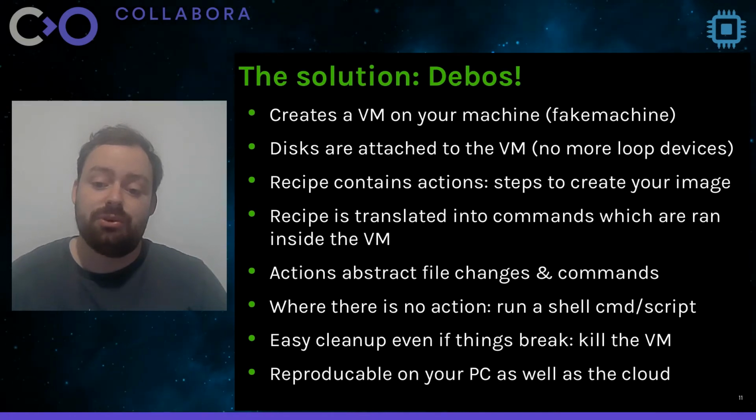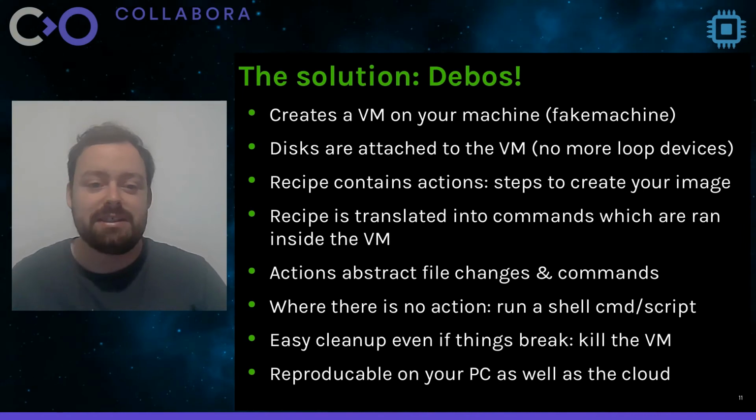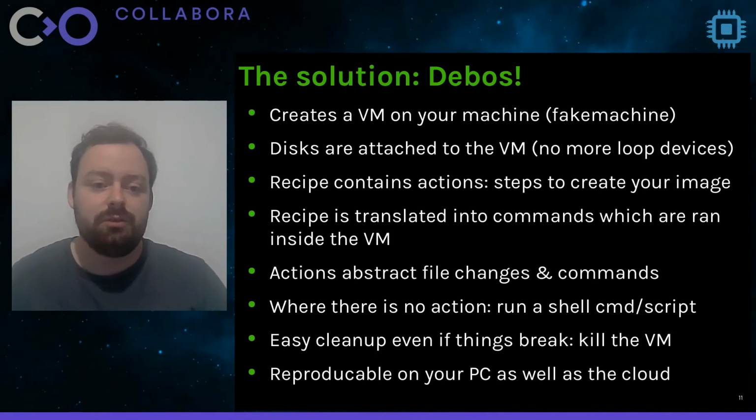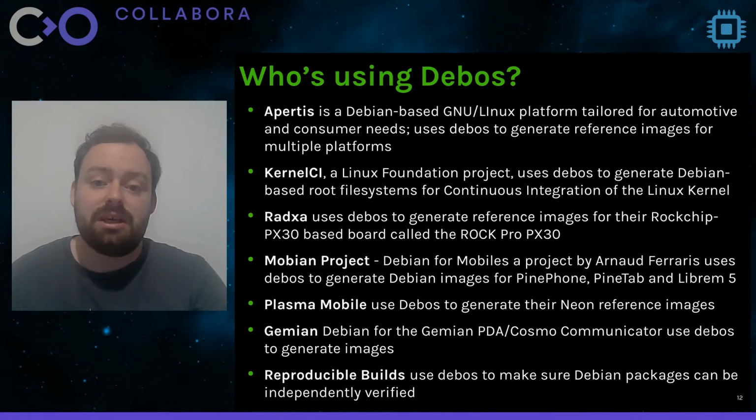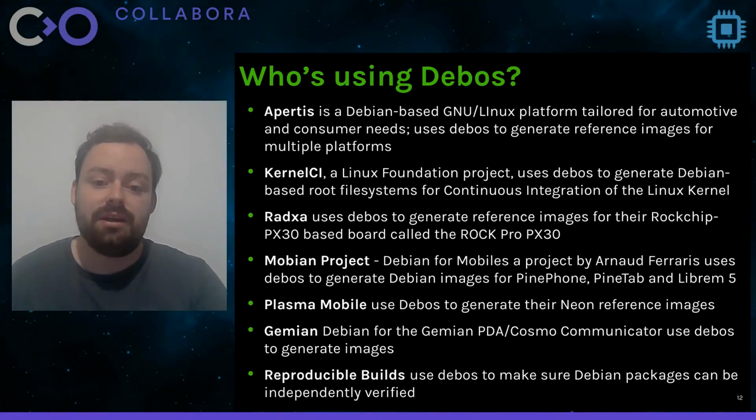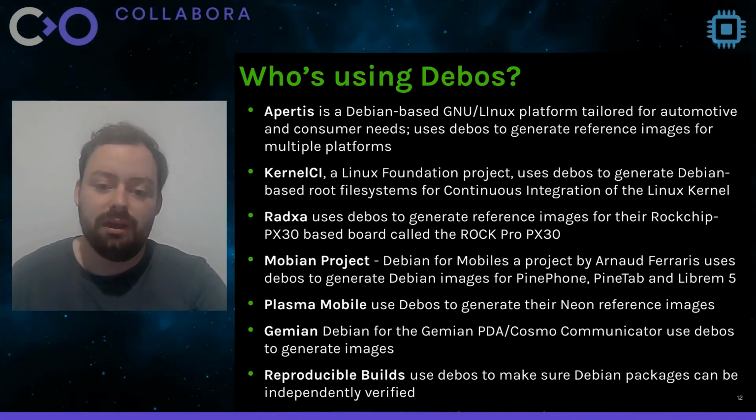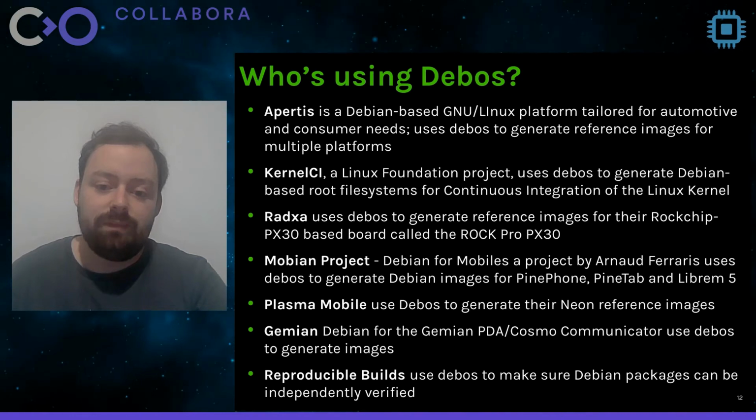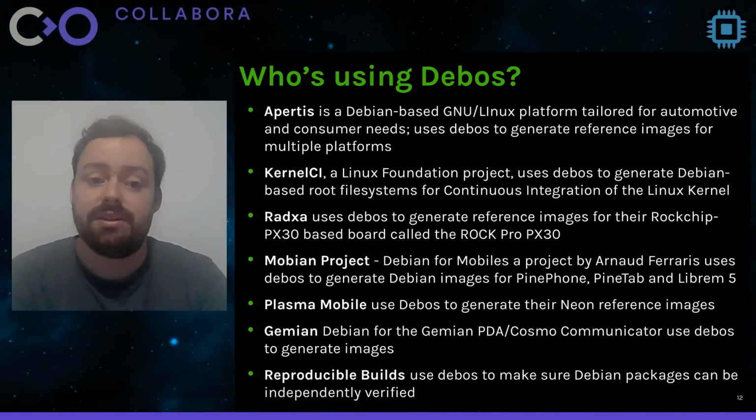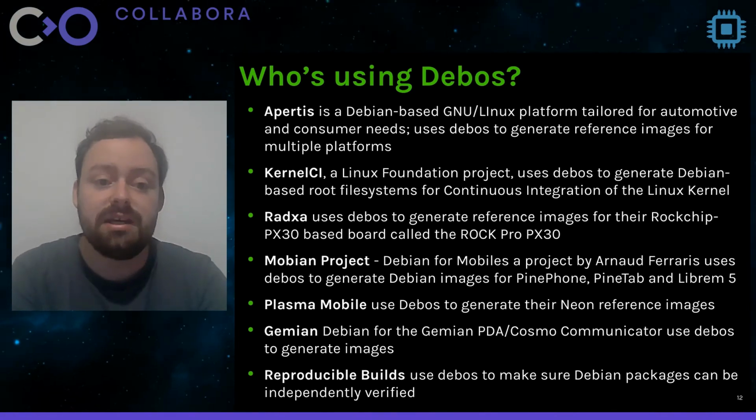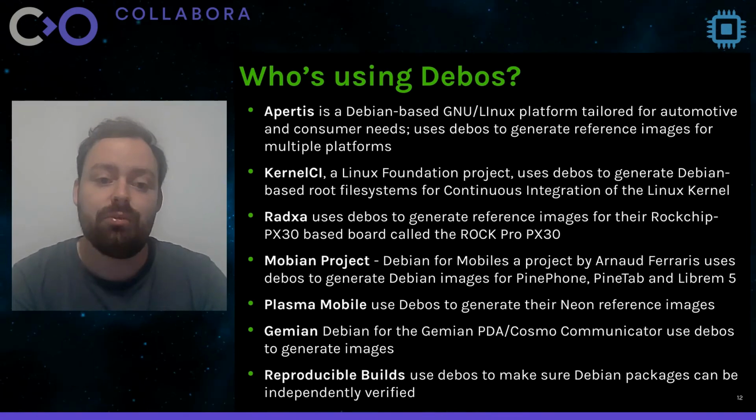Everything's reproducible on your computer as well as in the CI system, which all of these things I think make Debos quite a nice solution for building your own images. So you've got lots of people using Debos. We've got Apertis, Kernel CI, Redaxa, the Mobium project, Plasma Mobile, Gemian, and also Reproducible Builds use Debos. This is just a short list here. I'm not going to go into detail of all of them because I don't think I've got the time today. But please feel free to check these projects out. They're very cool projects.